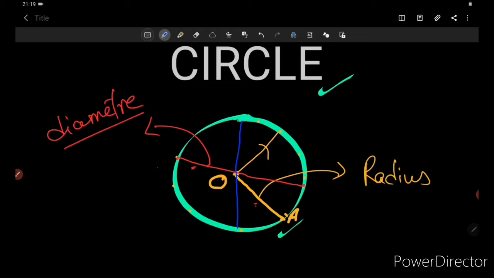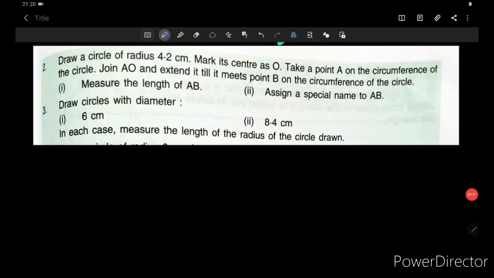Our motive is to construct the circle in this video. So let us do that. Let us go through this question. Draw a circle of radius 4.2 centimeter.